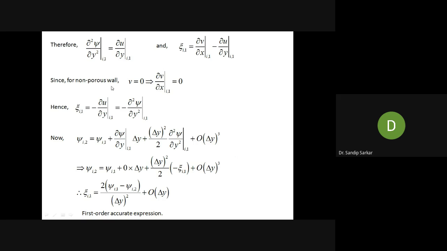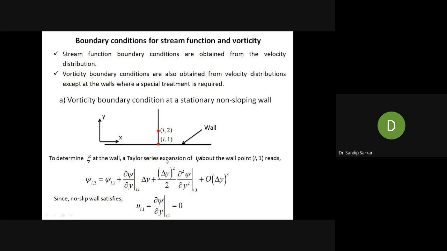Now for a non-porous wall, V equal to 0, because here no slip wall means U equal to 0, V equal to 0. If there is porosity in the wall, then V may not be 0. But here we are considering the wall to be solid, so there is no porosity in the wall, so V is also 0. Yes, any question?